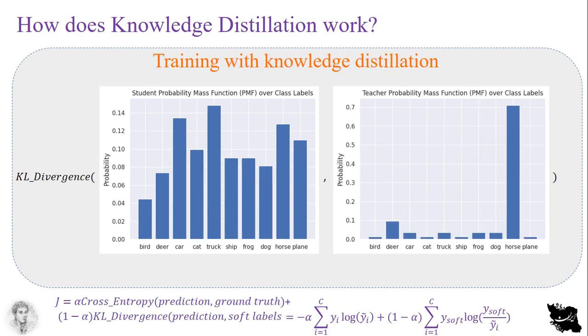In the knowledge distillation paradigm, not only is the discrepancy between the student's probability distribution and ground truth reduced by minimizing the cross-entropy, but also the discrepancy between the student and the teacher probability distributions over the class labels is reduced by minimizing the Kullback-Leibler or KL divergence.